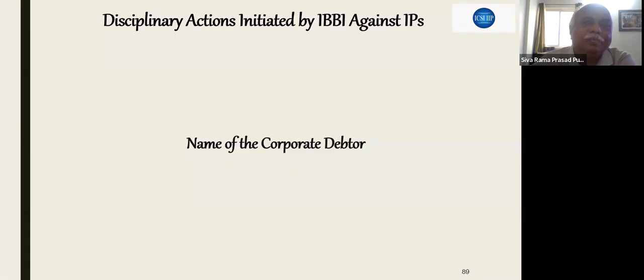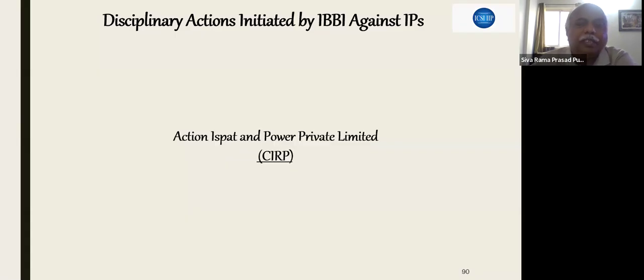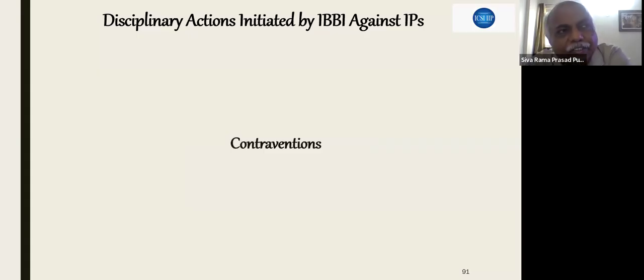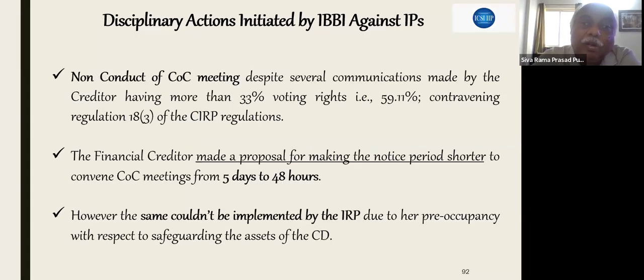That is not being followed. Name of the corporate debtor: Action Ispat Power Private Limited, CIRP. What are the contraventions in this case? Non-conduct of the COC meeting despite several communications made by the creditor. What is the problem in not conducting? You are paid for that.